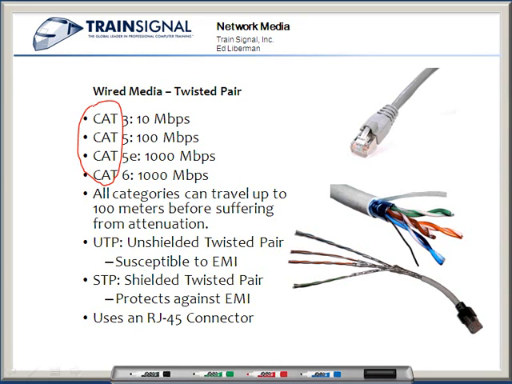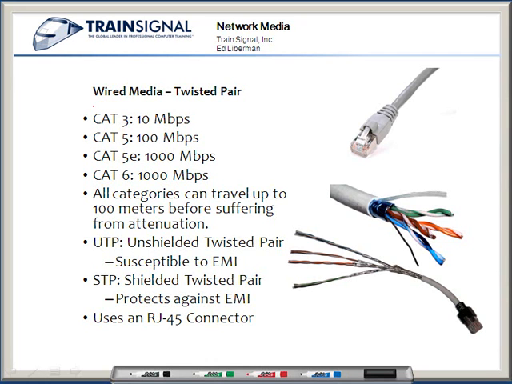CAT 3, CAT 5, CAT 5E, and CAT 6. Let me get that line out of the way so you can read that. Those are the four most commonly used categories of twisted pair cable. But they're not the only categories.